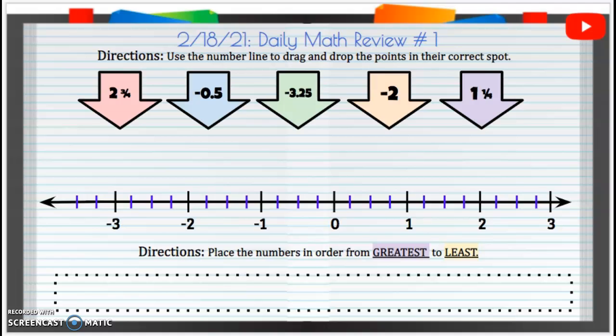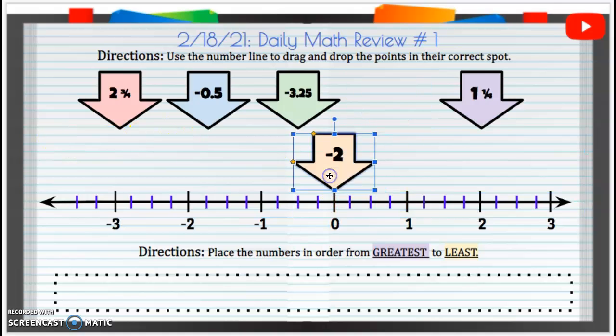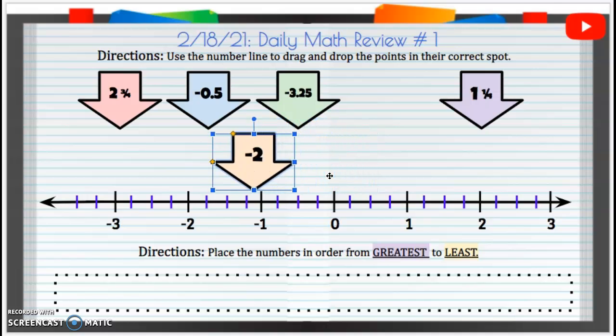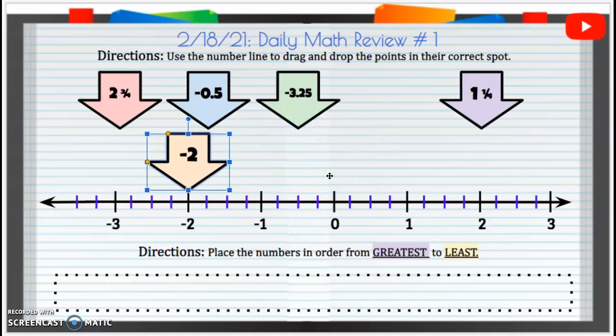Our daily math review number 1, we're going to use this number line to drag and drop the points to their correct spots. So first of all, we know where -2 goes. So if you start at 0 and we go minus 2 units away from 0, there's that -2. Let's take a look at the next one.